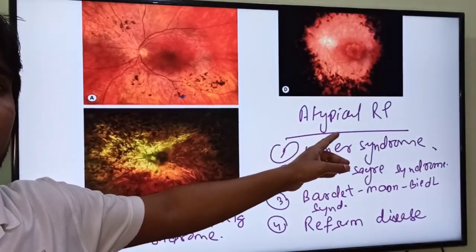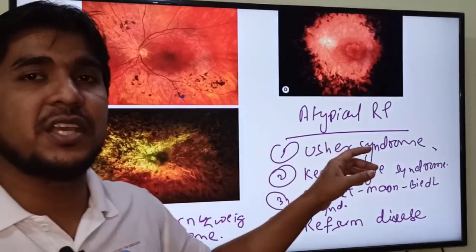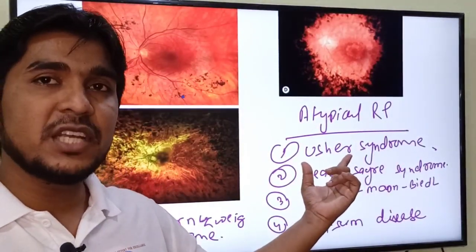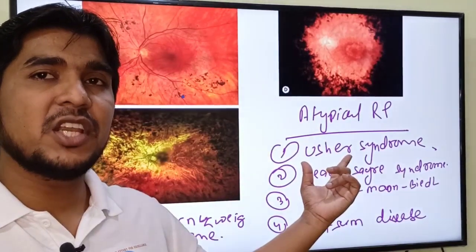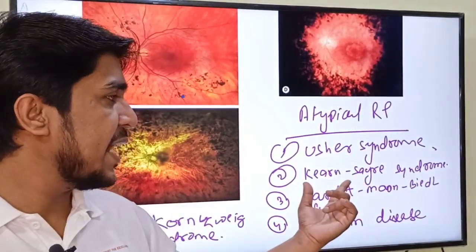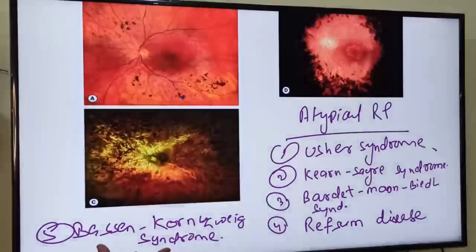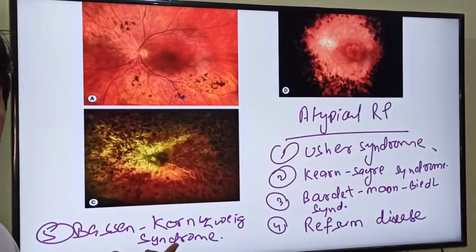When the retinitis pigmentosa is associated with a systemic disease, it is called atypical. Examples are Usher syndrome, where there is sensorineural hearing loss, Kearns-Sayre syndrome, Bardet-Biedl syndrome, Refsum disease, and Bassen-Kornzweig syndrome, also known as abetalipoproteinemia.